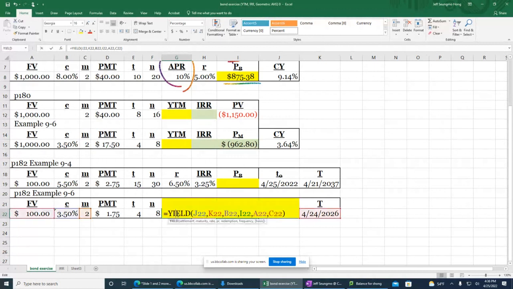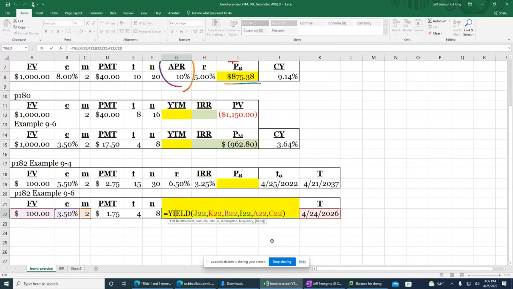Can you go back to that? You see the commas, there are no blank commas, everything is exactly in place. This is the settlement date, maturity date, coupon rate, price, the current market price, redemption, which is face value, frequency 2, right? So everyone got the same result?